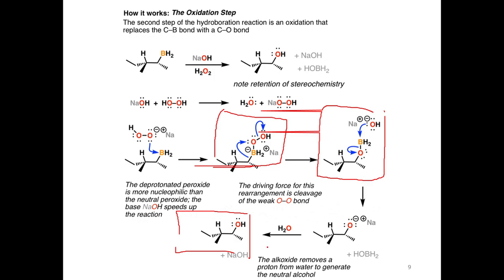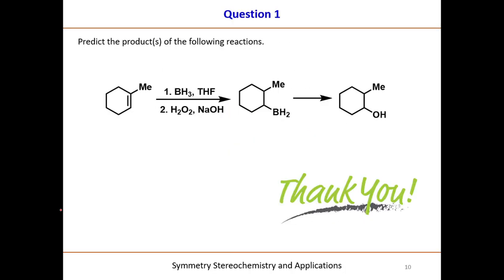So the alkoxide, what will it do here? It will remove a proton from water to generate a neutral alcohol. So we get alcohol formation by H2O. I hope all of you are clear here. So we will see the product here. This is the major product we will get.